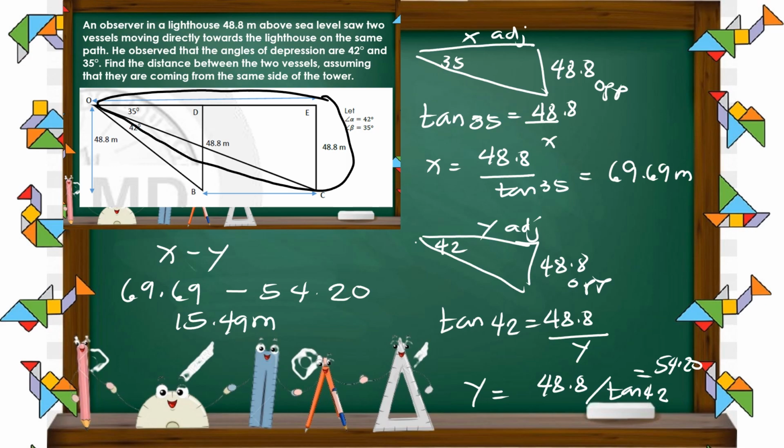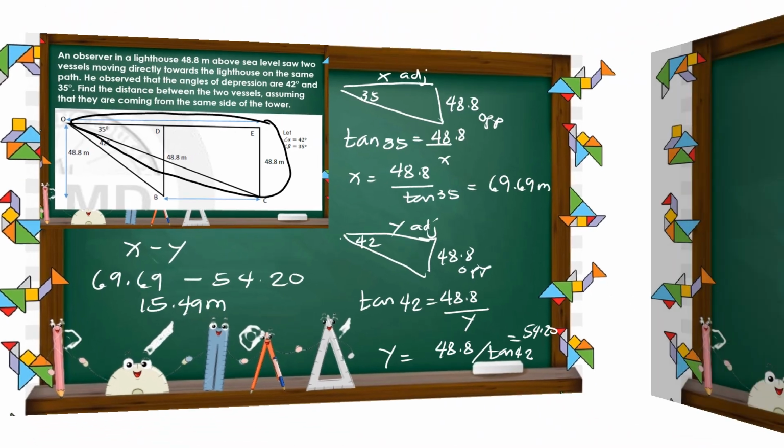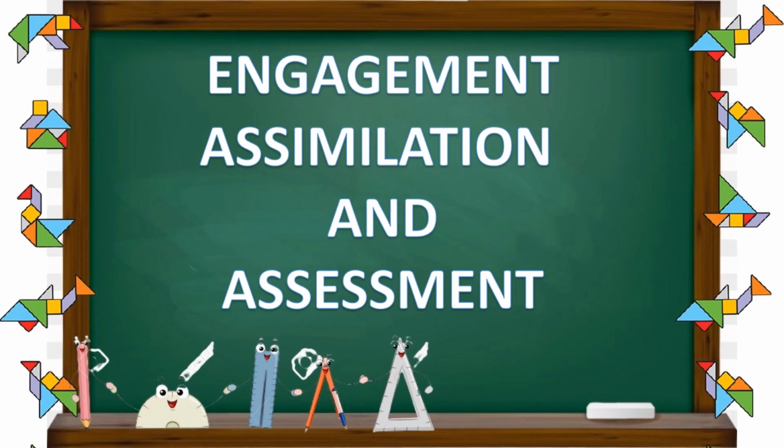So let's proceed now with the answers on the engagement, assimilation, and assessment part. This is what I'm going to do with the three. I'm going to show all the illustrations for engagement up to the assessment, but I'm just going to show the answer for the first questions. So it's up to you how you're going to answer the next two or next three questions. So let's start.